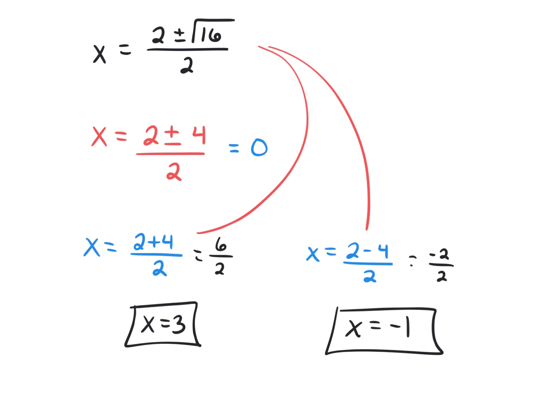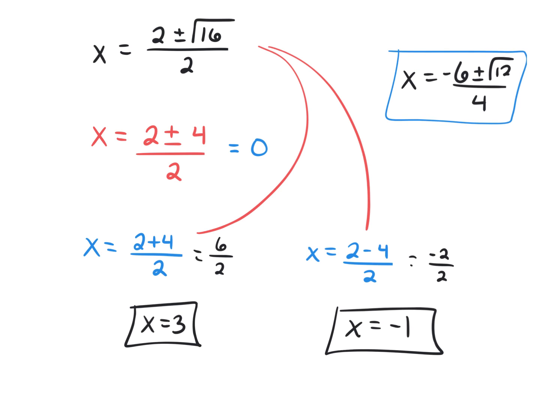Okay, so if you can simplify the radical, you're going to have to split it up into 2 separate equations. But if we had what we had before, 6 plus or minus the square root of 12 divided by 4, can I simplify that radical? No. So remember, if you can't simplify that radical, then you are just done. But you always want to go as far as you can until you have your final answer.